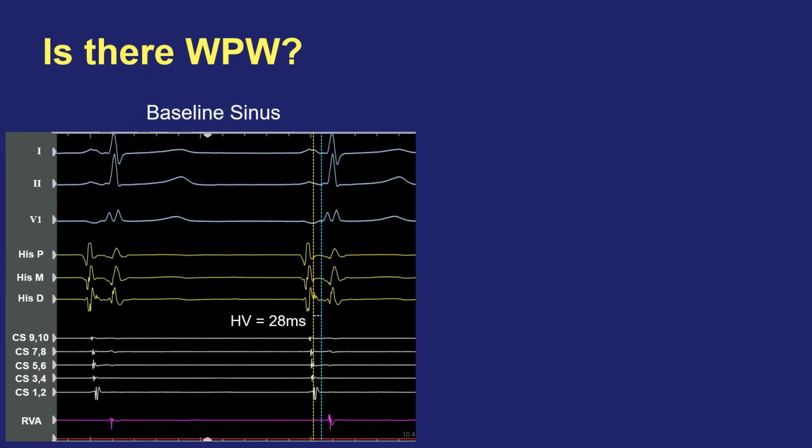For example, in this case, when you look at the timing from the beginning of the His bundle to what looks like the beginning of the QRS on the surface, you're getting a number that's just a little bit shorter than normal. It isn't 40 to 60, but it's a little bit short, in this case 28 milliseconds.